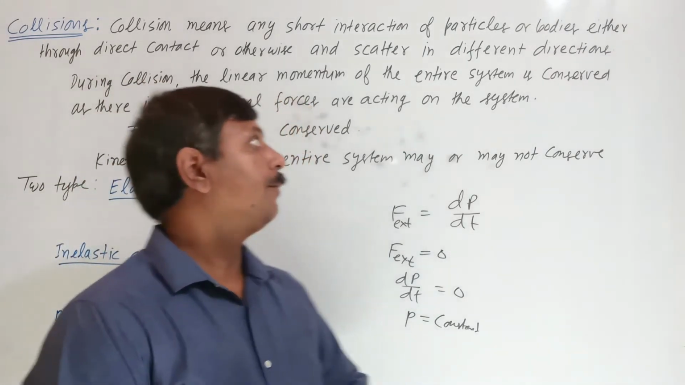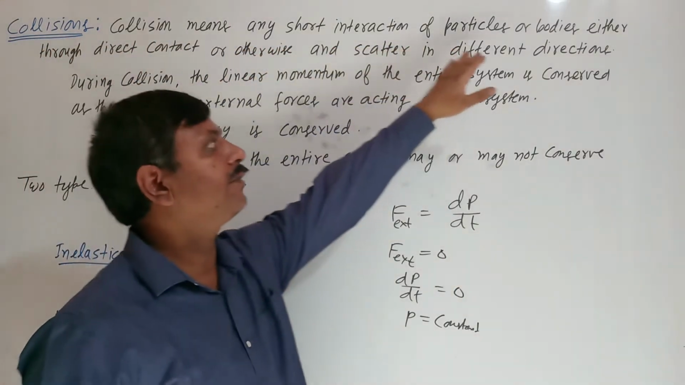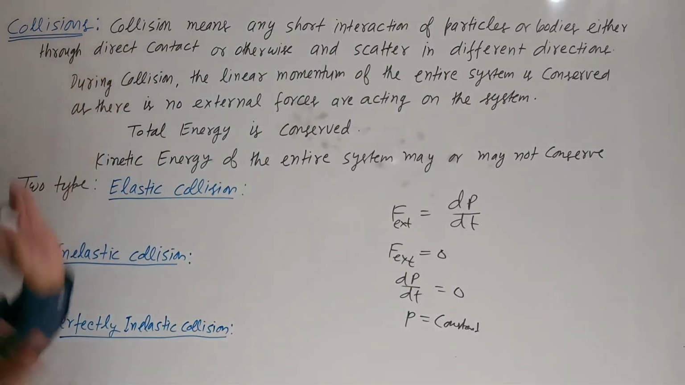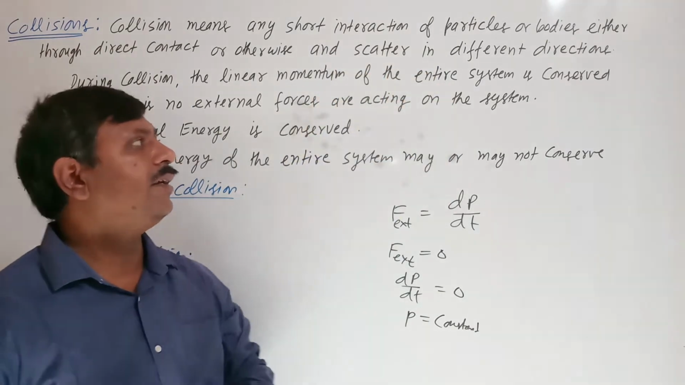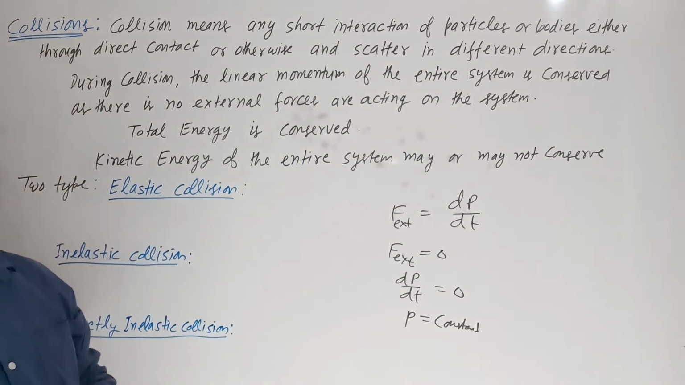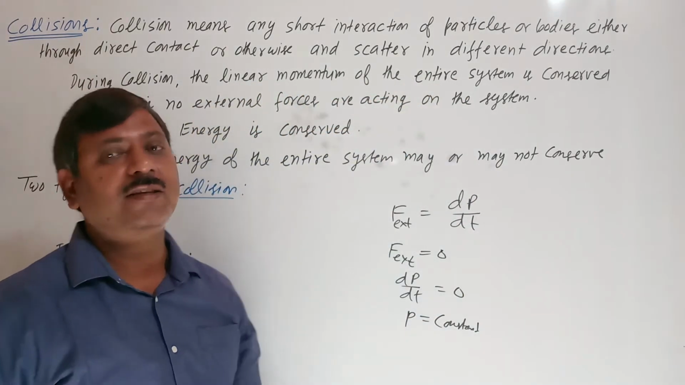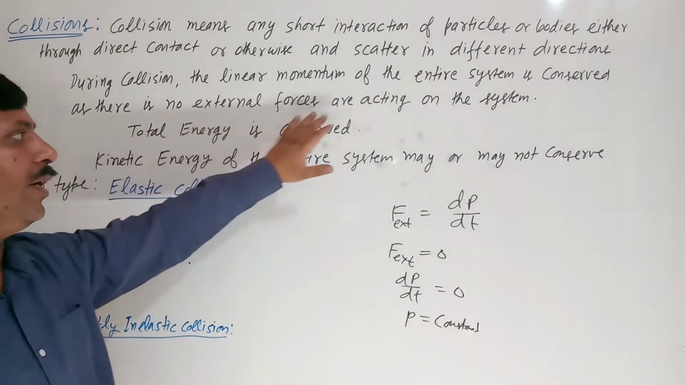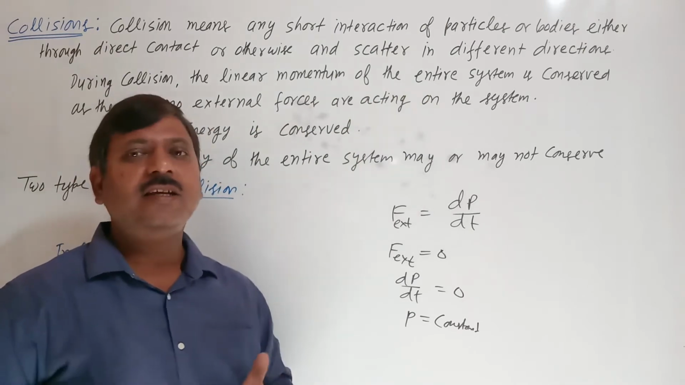Collision means any short interaction of particles or bodies, either through direct contact or otherwise, and they scatter in different directions, so that is called collision. During collision the linear momentum of the entire system is conserved if there is no external force acting on the system. That's the second thing.